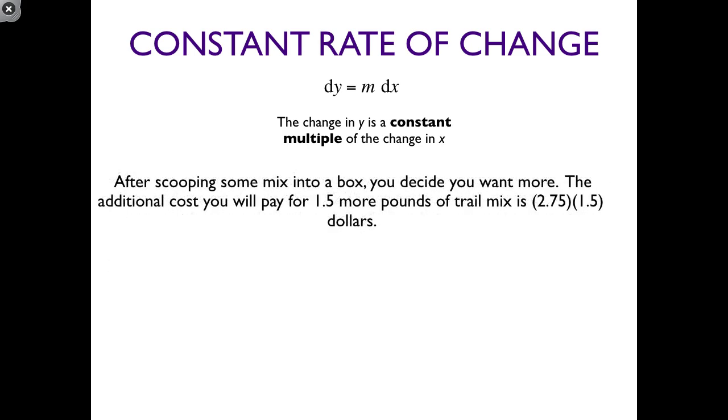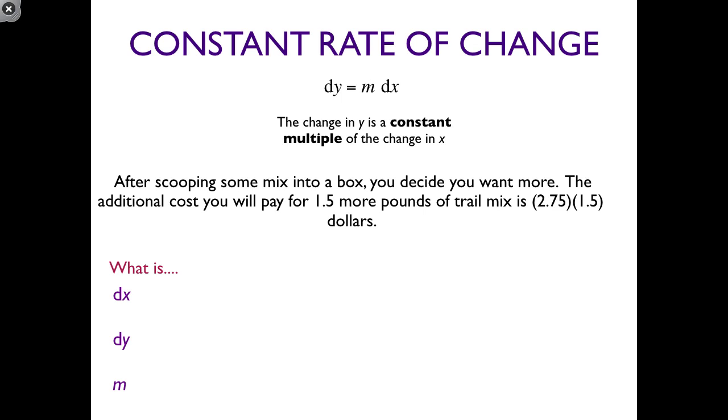All right, so let's think about those variables in this situation. So you put some snack mix into the box, you look at it and think, no, I want a little more. So the additional cost you'll pay for 1.5 pounds more of this trail mix, snack mix, whatever it is, supposedly is 2.75 times $1.5. So in this scenario, what are the values for these three symbols? The values of the first two variables and the value of our parameter m. Let's see, what's the value of dx in this situation?